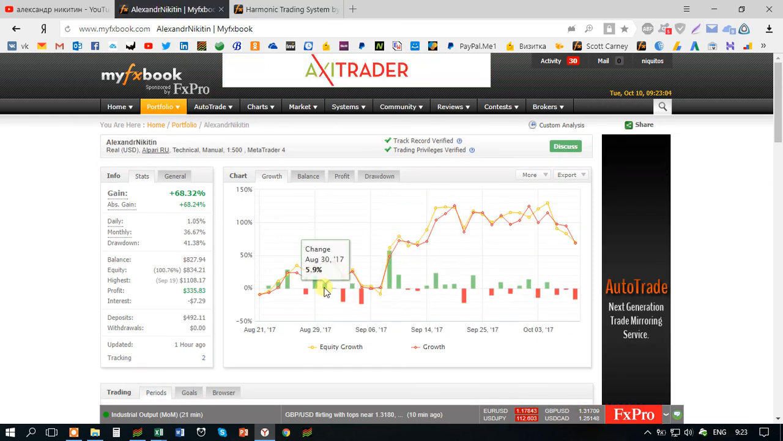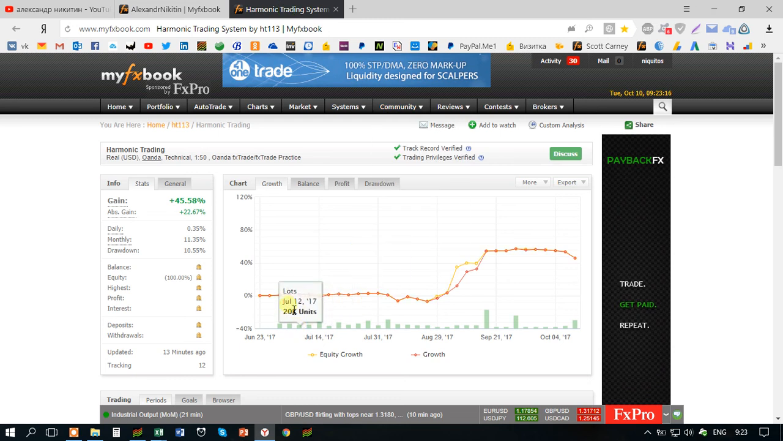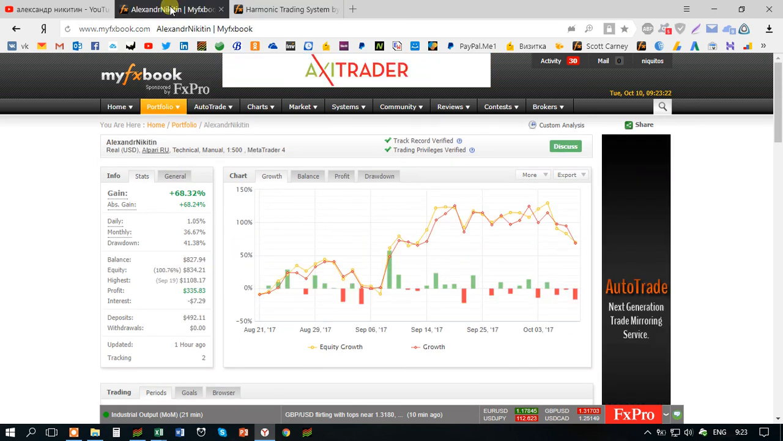Look at how similar they are. Some drawdown, then we had a breakthrough to the upside, then we had sideways, and then we have a drawdown back. And the same thing here. Drawdown, then we have a breakthrough, then we have sideways, and then we are moving back. Scott Carney is implementing better trade management that is not that good with advanced patterns.